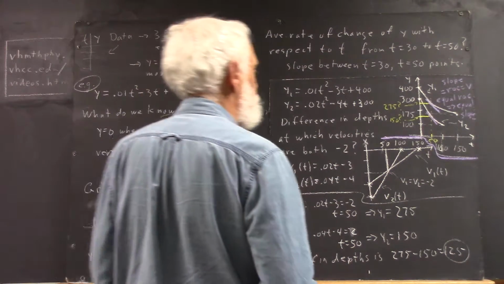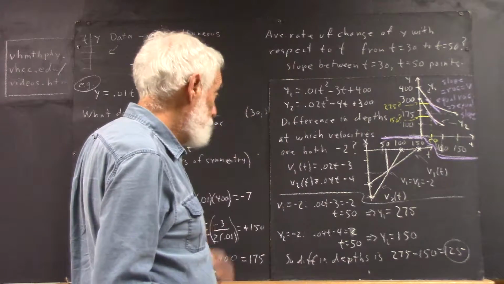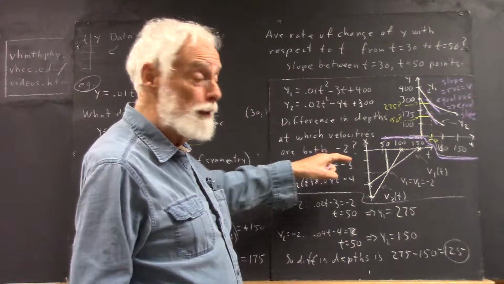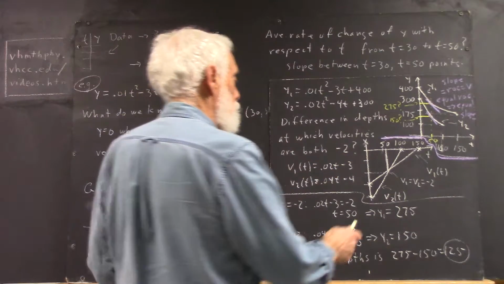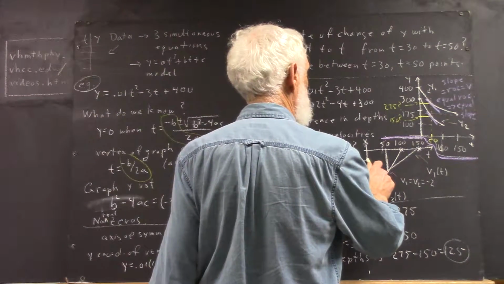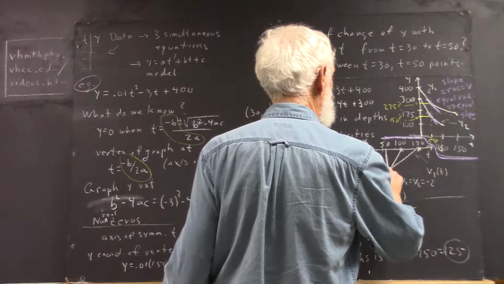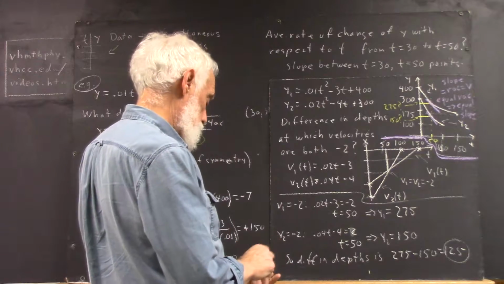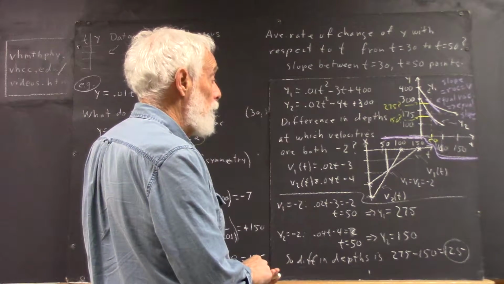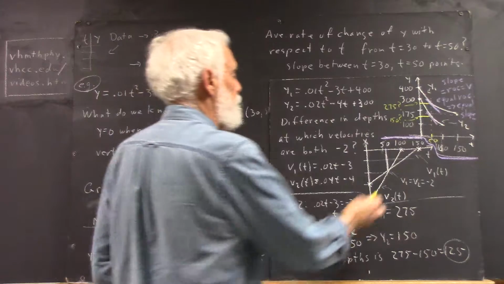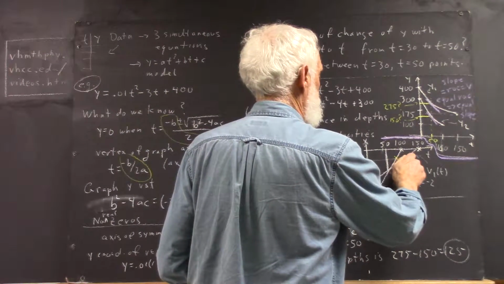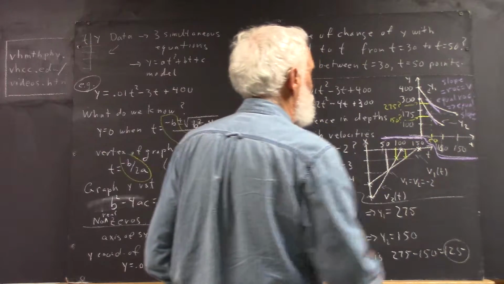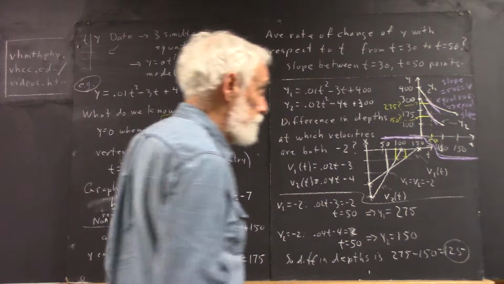Let's suppose we had wanted to find the depths at which the velocities were both -1. Okay? Well, if the velocity is -1, that's here. And we see that if we draw the velocity equals -1 line, it intercepts this graph here and this graph here, so that the two times are going to differ. Okay?